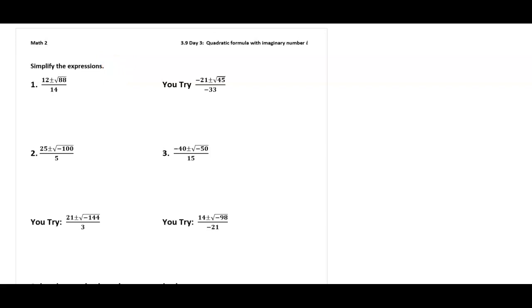So 3.983 is basically going to simplify the exact solutions with and without imaginary solutions. So real quick, if I had to look at this, first thing you want to do is simplify the radical. Okay, so this would be 12 plus or minus the square root of 88. If I look, the largest perfect square that goes into it is root 4. Root 4 times root 22. So that's going to give me 2 square root 22 all over 14.